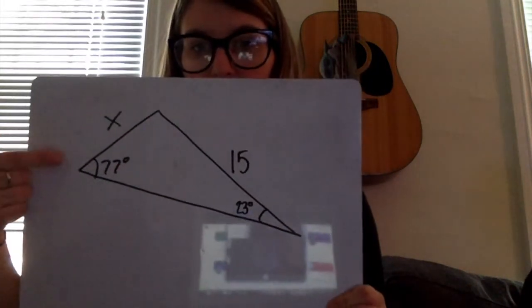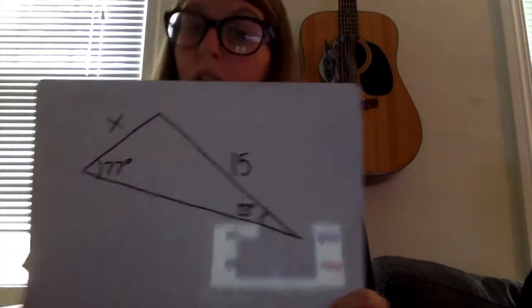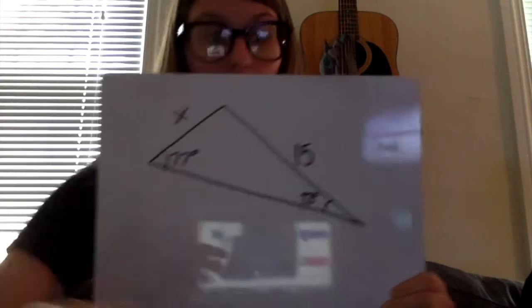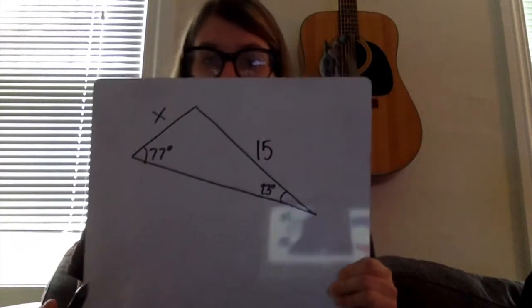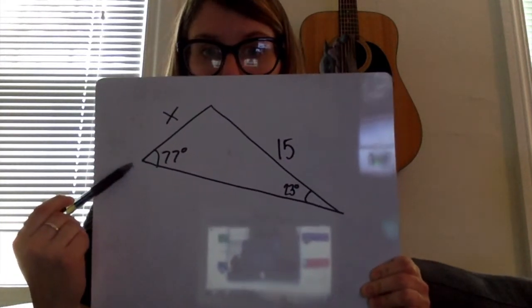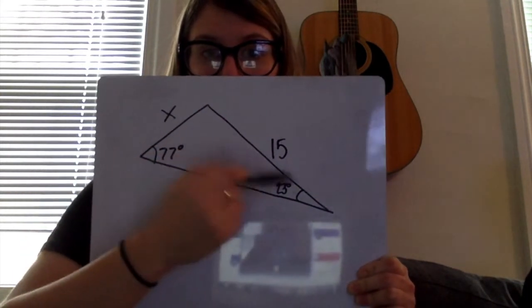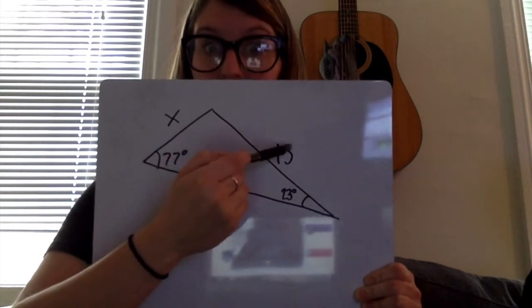So I have an angle here, I have an angle here, and I have this as a non-included side. And this is why the non-included side is important. Because the way that we're going to set this up is if I call this A, then that means the side across from A is going to be that little letter A, the side A.